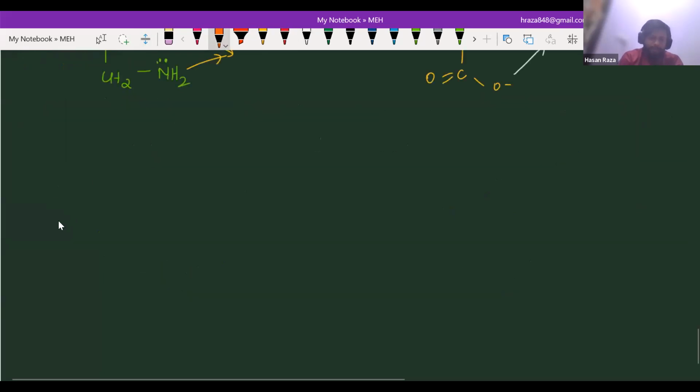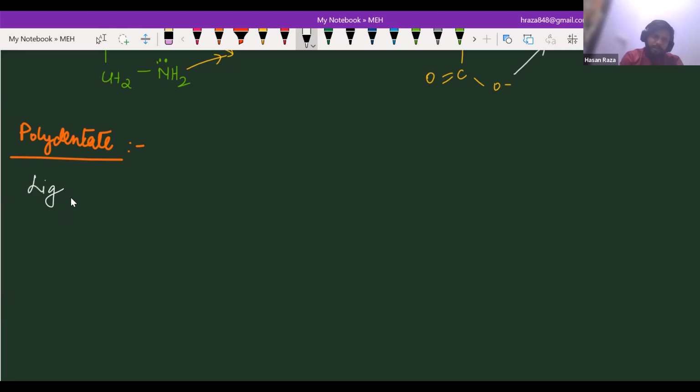After bidentate, we are going to discuss polydentate, which have several donor atoms. So we can write: polydentate ligands have several donor atoms. That is called a polydentate ligand.